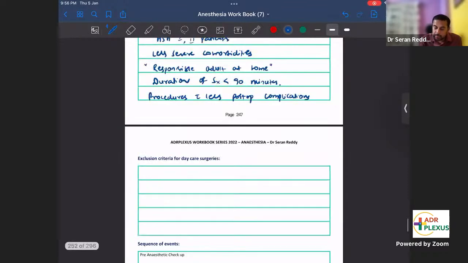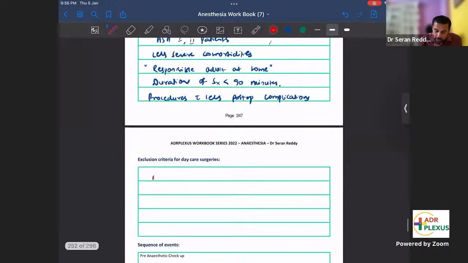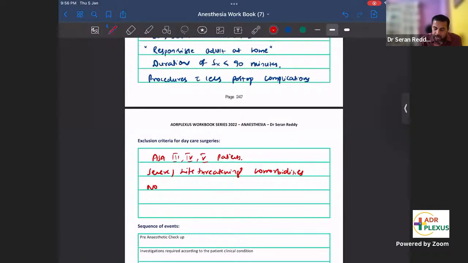Similarly, what are the exclusion criteria? ASA 3, 4, 5 automatically become exclusion criteria, that is, severe or life-threatening comorbidities. And no responsible adult at home is an exclusion criteria. Please remember, this looks silly, but in the examination, responsible adult is asked. So don't ignore this, please. No responsible adult at home.